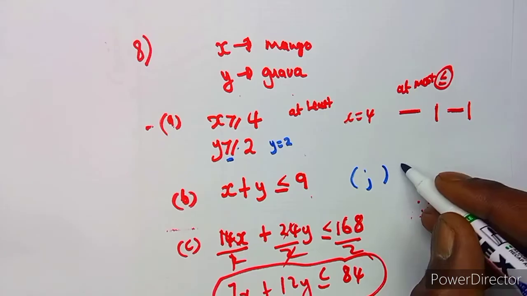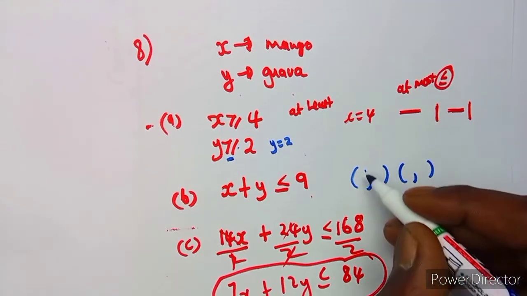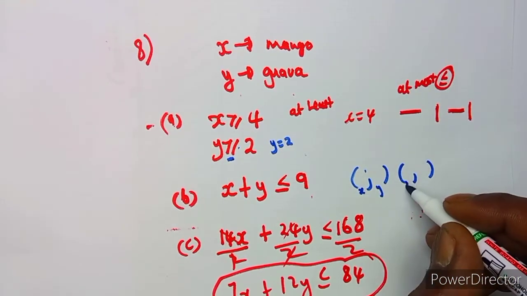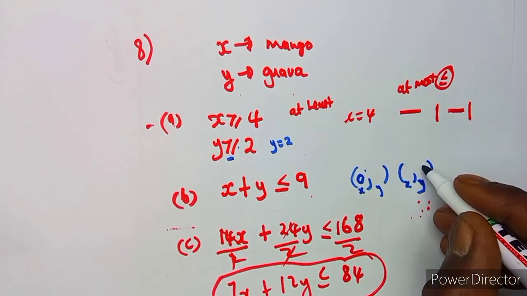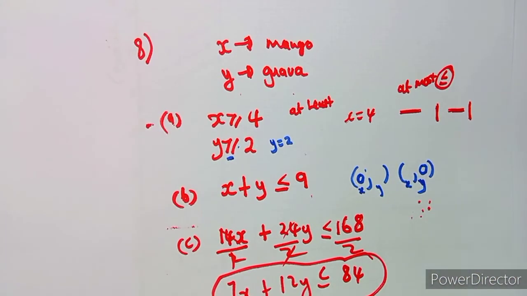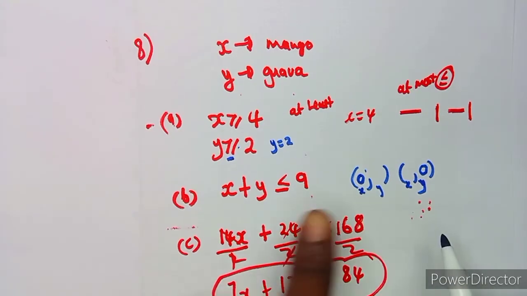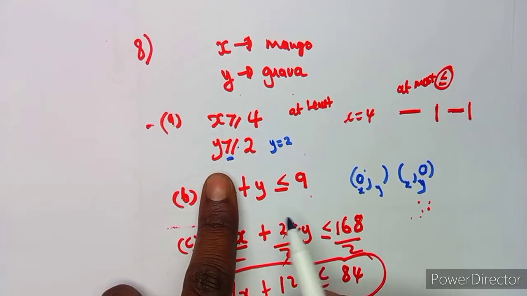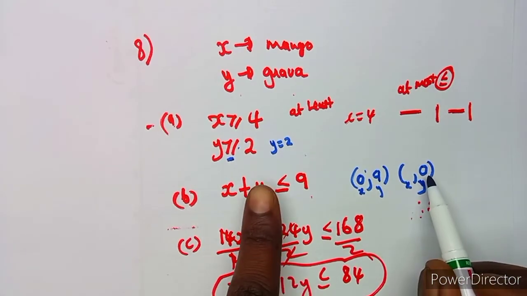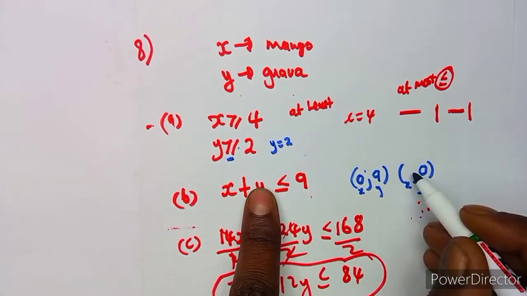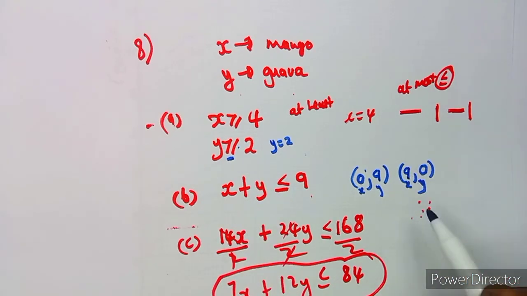Remember I explained that with double intercept, all you need are the values of x and y, 2 points. When x is equal to 0, you find the value of y. When y is equal to 0, you find the value of x, just like that. So when x is equal to 0, y is equal to what? y is equal to 9. When y is equal to 0, x is equal to what? x is equal to 9. So that's your double intercept.